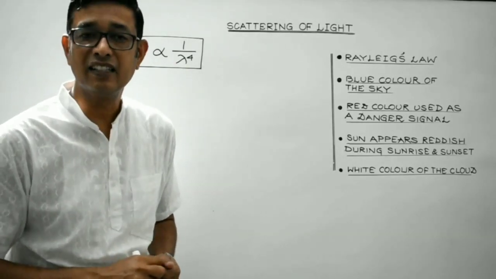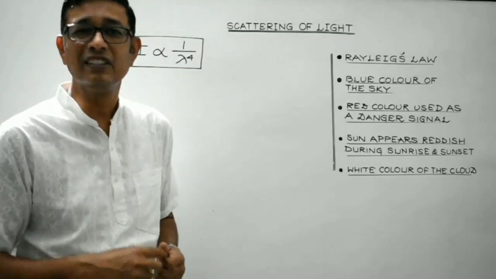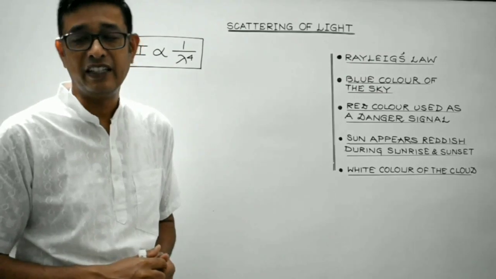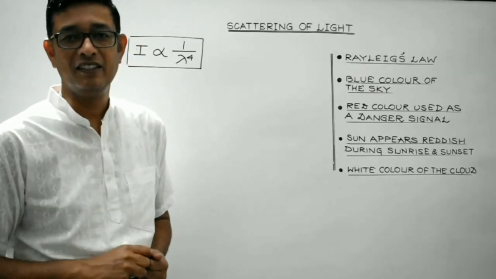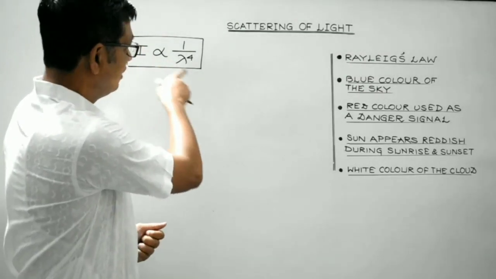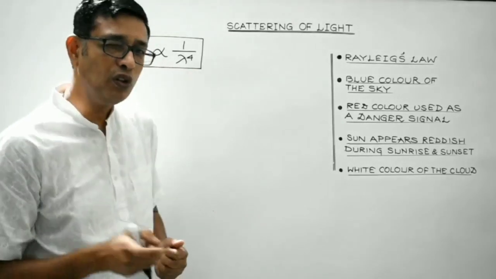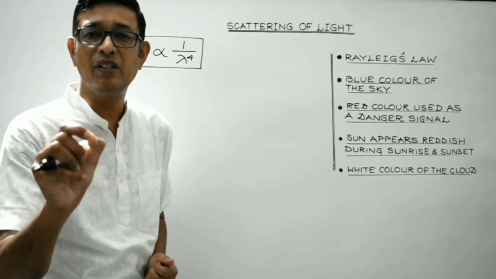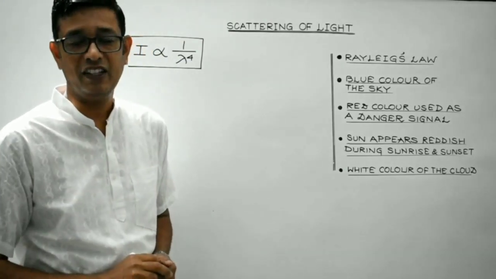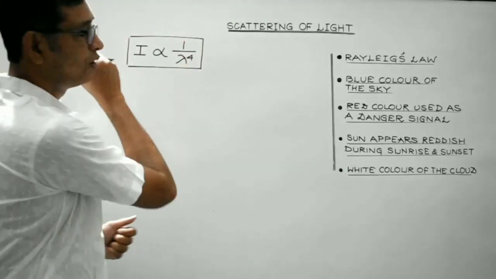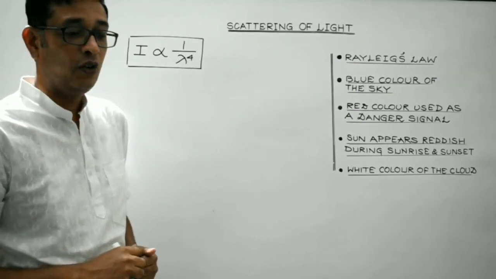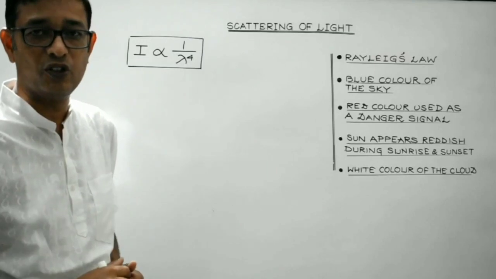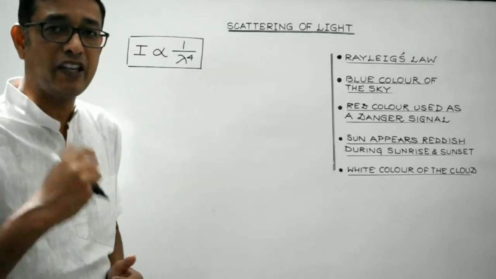When the light gets scattered through large particles like dust particles or water droplets, then Rayleigh's law is not valid. So, the light gets scattered as per this law only when it gets scattered through molecules which are of extremely small size. Right? So, this is Rayleigh's law of scattering. We have also discussed the consequence of this particular law, rather, we have discussed the applications.